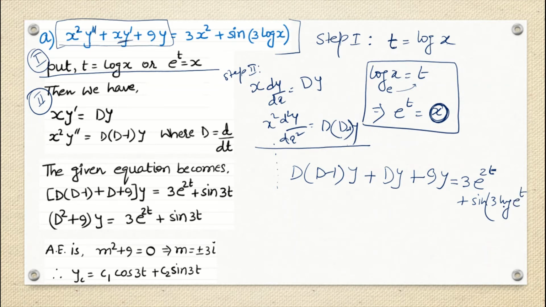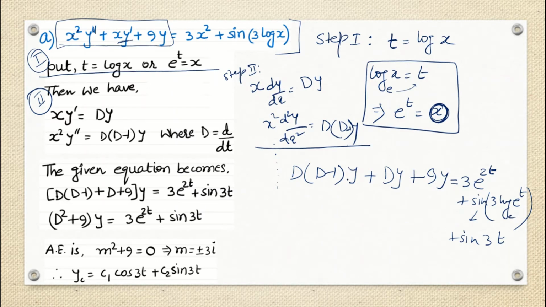And this is base e only. So only this term, if I'm writing down the plus sign, is nothing but plus sine 3 log e, and this base is also e. So this is nothing but t only, correct? So this is my t only. So this is nothing but sine 3t.